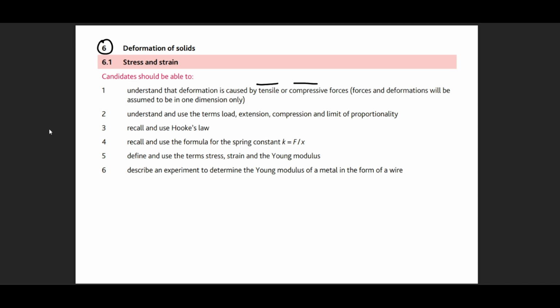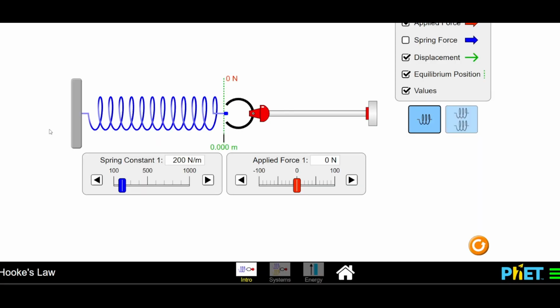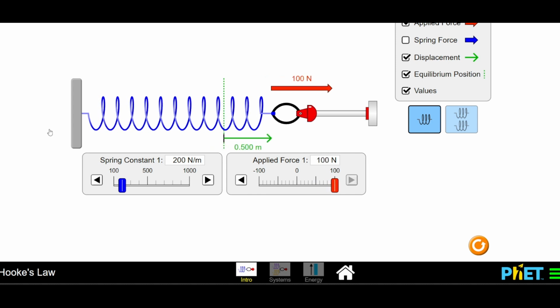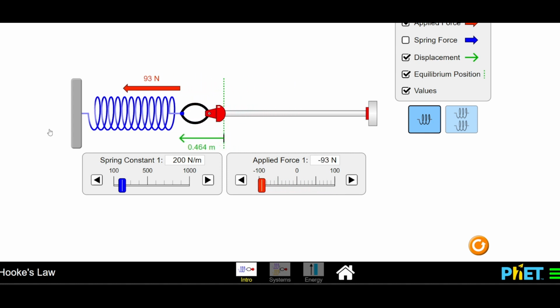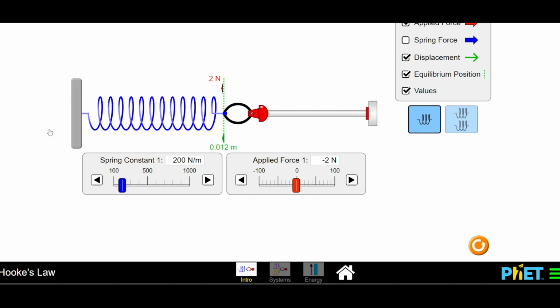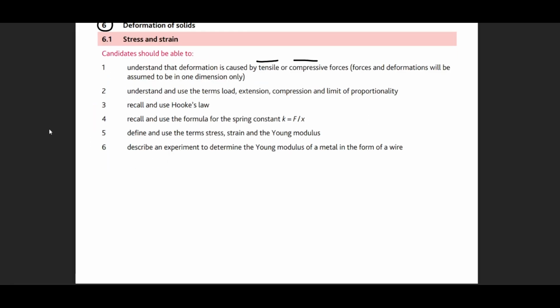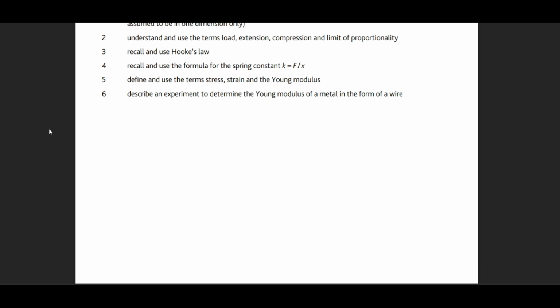Now, what is a tensile force and what is a compressive force? If we go to this animation shared from PhET Colorado, if you try to stretch a spring, this will be considered a tensile force. If you try to compress a spring, this will be called a compressive force. Now, why do we need to understand these words? It is because there are some materials that show strength when they are pulled, and some show strength when they are compressed or when some load is put onto them.